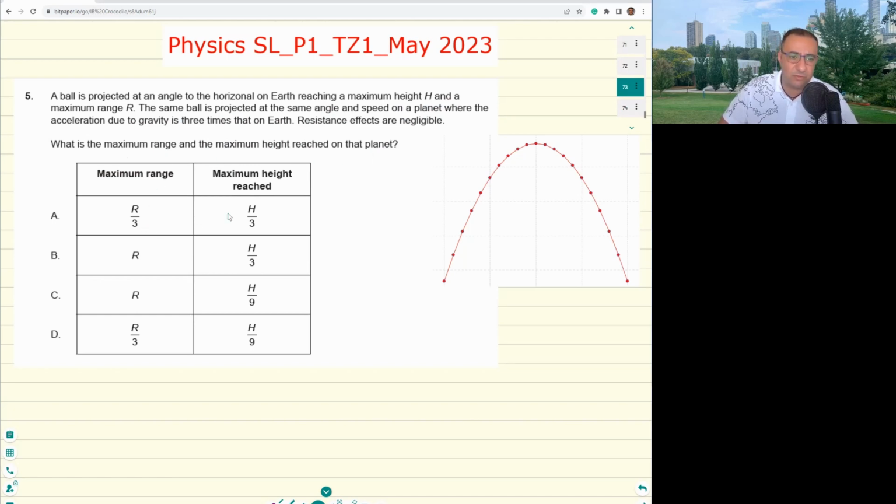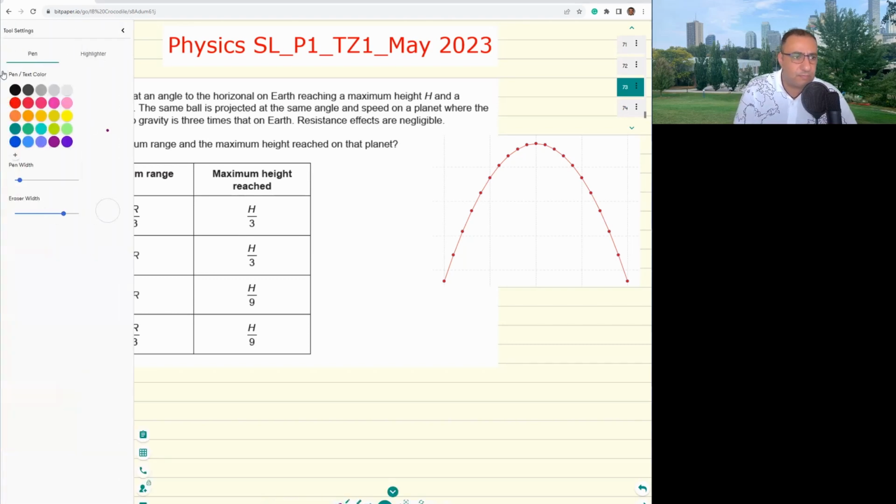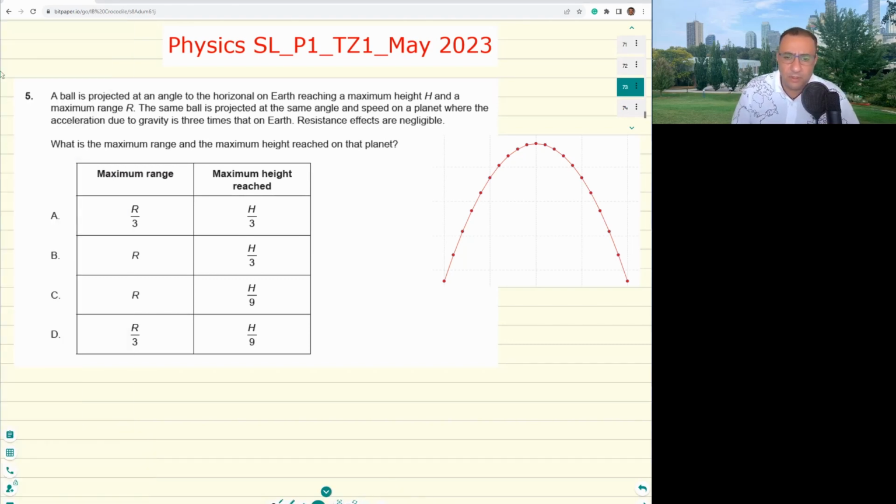Of course, comparing with R and H capital on Earth. So obviously, this is a projectile motion question, right? So let's review the facts that we know about projectile motion. First of all, the initial velocity as a vector, according to the question, makes an angle theta. So let's call this U, and there is an angle theta with the horizontal.